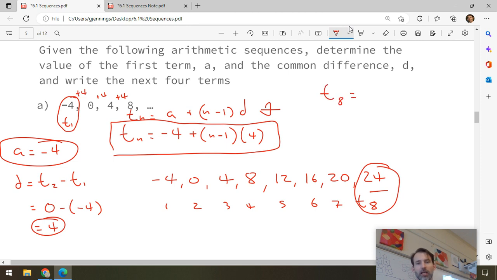T8 should be equal to minus 4 plus 8 minus 1 times 4. 8 minus 1 is 7. 7 times 4 is 28. 28 plus minus 4 is 24.